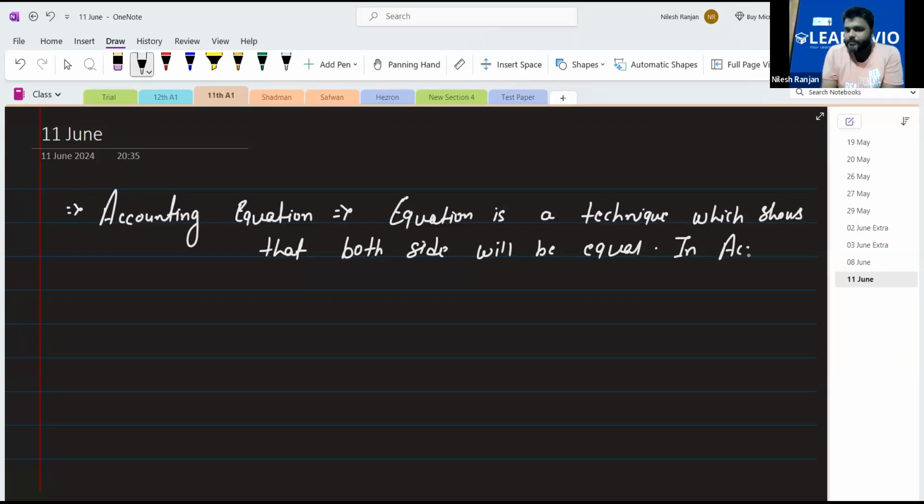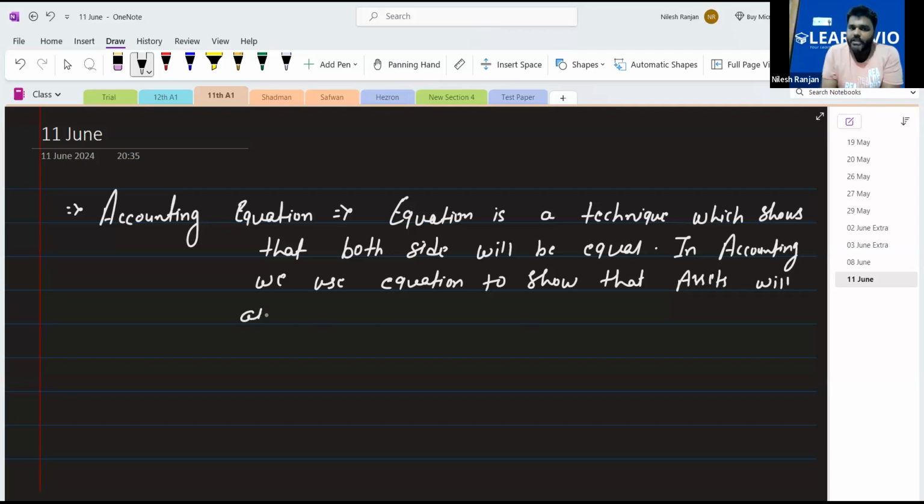In accounting, we use the equation to show that assets will always be equal to the total of capital and liabilities. Okay, so this is your accounting equation.